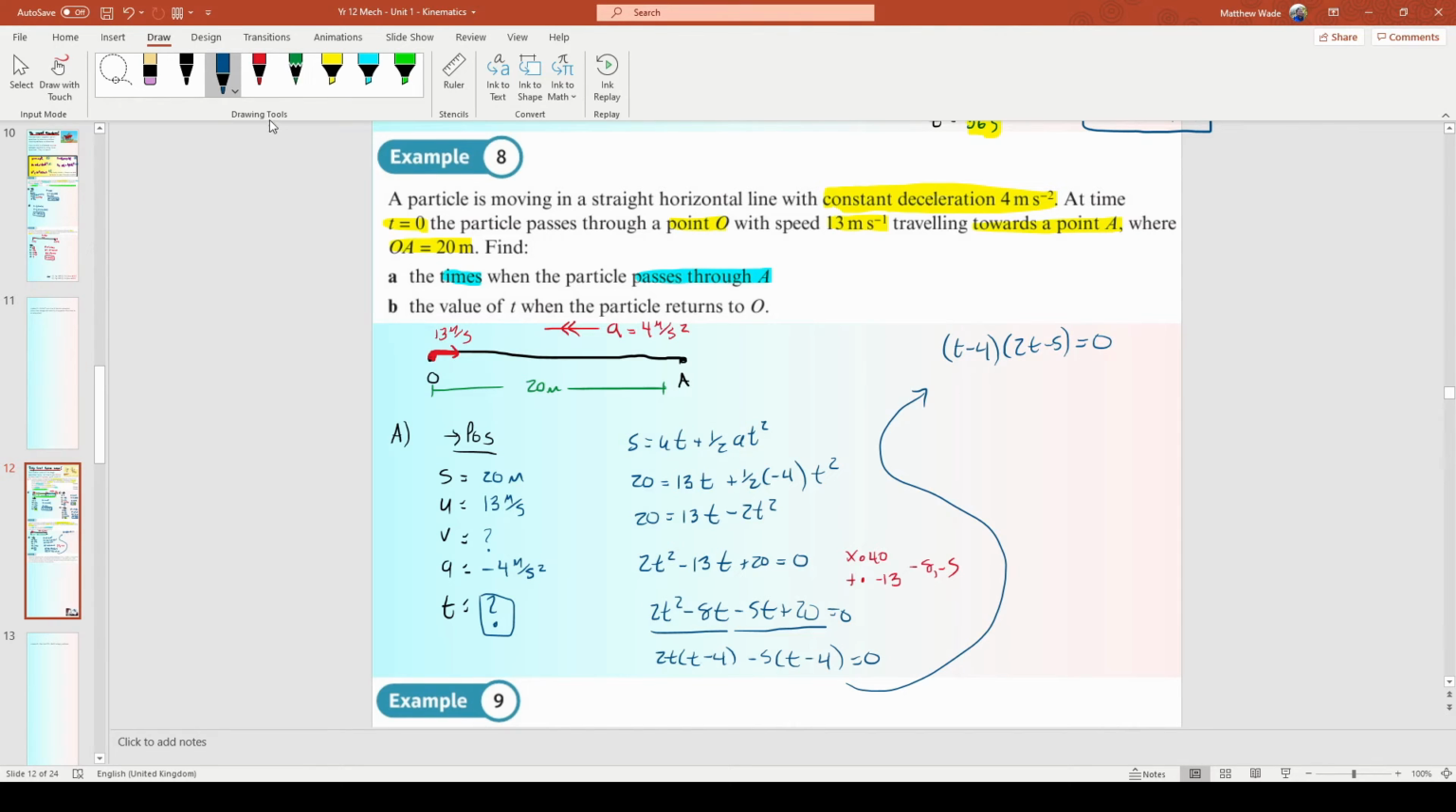Which means our final answers are two answers. t is 4 seconds, okay? Seconds, we need units. And this one here, t is equal to 5 over 2, which is 2.5. Cool? Like a boss. We've just answered A. Weird. It's got two answers and both of them are viable. So isn't that funny?